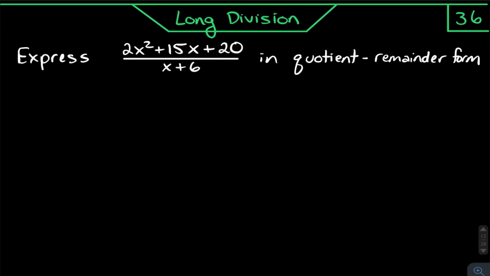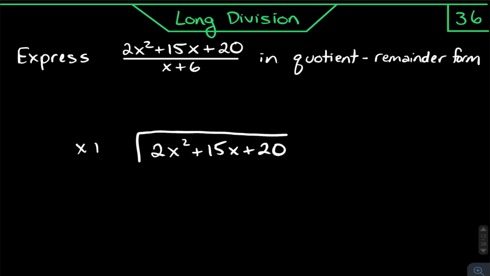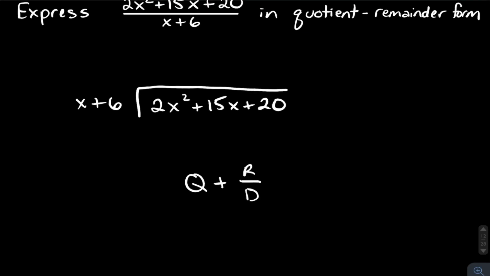So we want to express (2x squared plus 15x plus 20) divided by (x plus 6) in quotient remainder form. Okay? Now with a problem like this, the idea is that we're just going to go through and do some long division. And we're going to write this in quotient plus remainder over divisor form. Right? That's what quotient remainder form is.